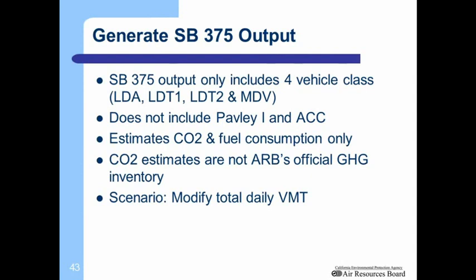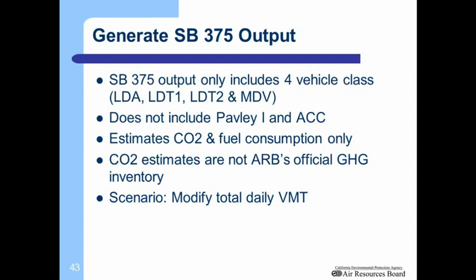For SB375 runs, the advanced clean car and PAVLI1 regulations are turned off in the calculations, since the advanced clean car programs assume a different fleet mix and VMT, so output produced for SB375 purposes will not match the output produced for non-SB375 purposes. It estimates only CO2 emissions and fuel consumption. Again, I would like to reiterate, CO2 estimates from the EMFAC model are not ARB's official GHG inventory. So for any GHG related inventory, please visit the climate change inventory website.